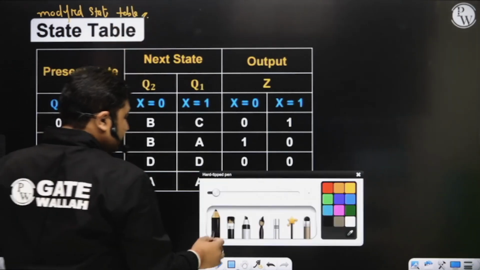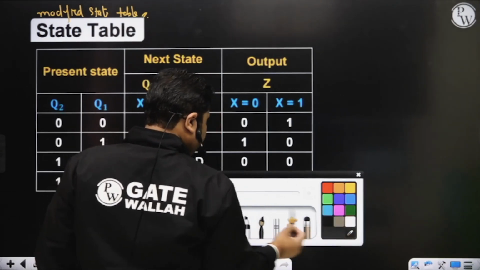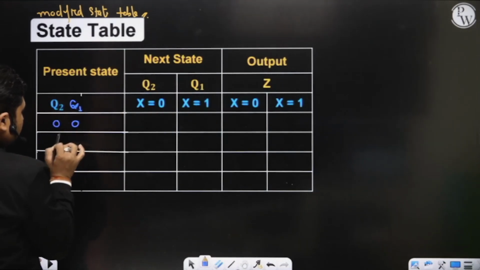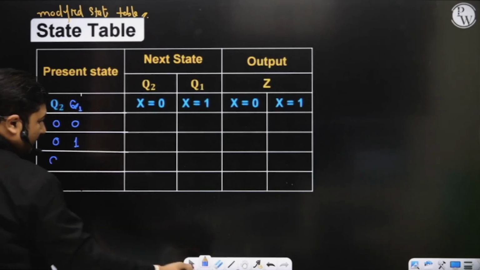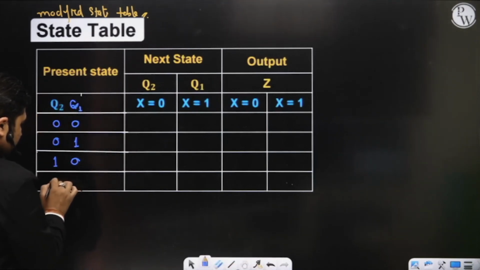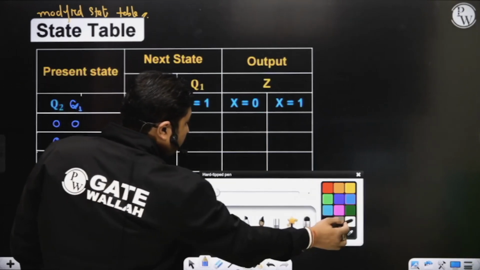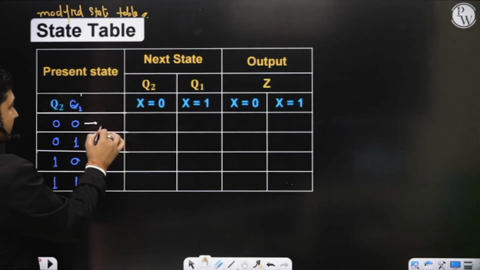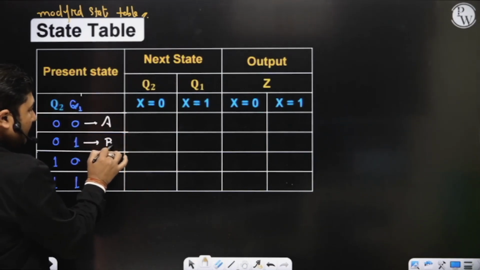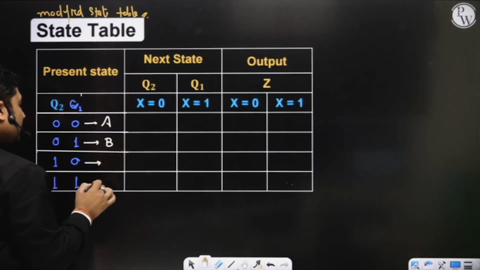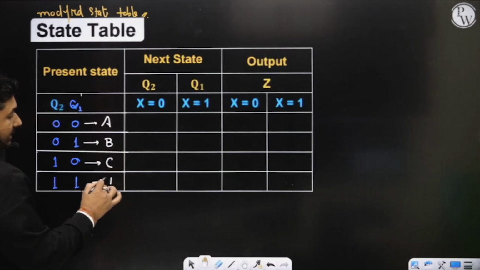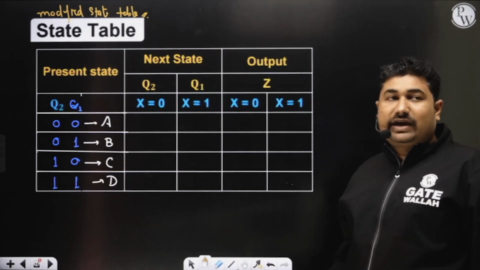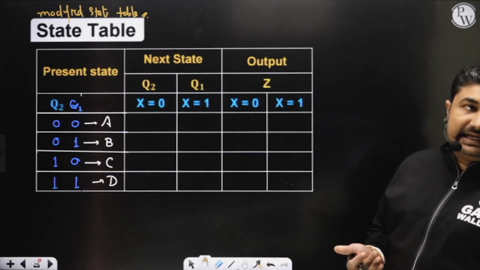Again I am writing present state. Please observe, we have Q2 and Q1. How many possibilities? 0 0, 0 1, 1 0, and 1 1. There are a total of 4 possibilities. Out of these 4 possibilities, to each possibility I am going to assign a state: 0 0 as state A, 0 1 as state B, 1 0 as state C, and 1 1 as state D. So now we have 4 different states: A, B, C, and D.